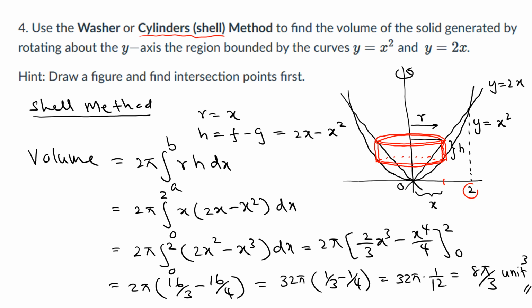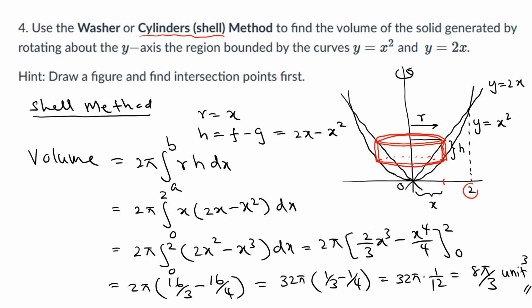But here what you want to remember is you want to cut the shells which have the exact same axis as the axis of rotation. That's something you need to remember. That's different from the washer method. In the washer method, you're going to cut the washers perpendicular to the axis of rotation.